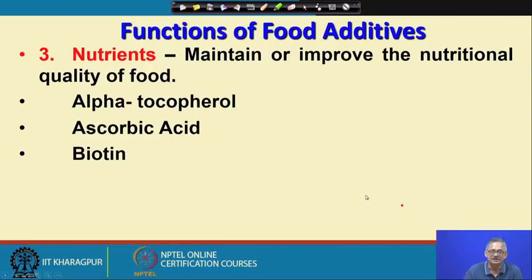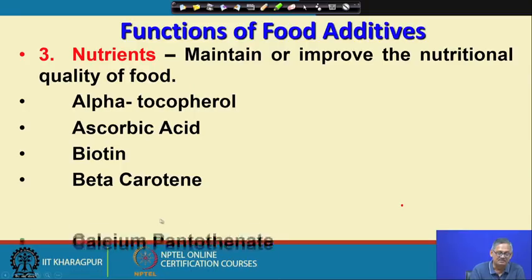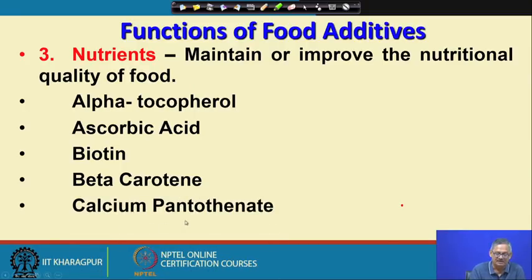Okay. So, the third function is to act as a nutrient, which maintains or improves the nutritional quality of the food. For example, alpha tocopherol, ascorbic acid, biotin, beta carotene, calcium pantothenate or folic acid, these are added as nutrients in many, many products, right. These are some examples. It does not mean the list ends beyond this. These are some examples of different types, like alpha tocopherol.